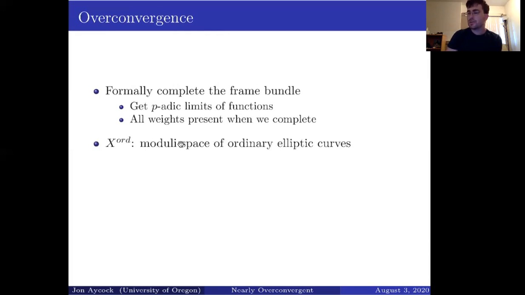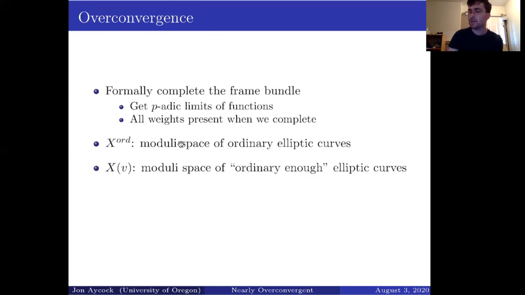And once we have formally completed, or maybe taken the rigid analytic fiber, which is a little bit easier to think about, we can make two subspaces of the moduli space of elliptic curves. The first one is the ordinary locus. It's called X-ord, and it's the moduli space of ordinary elliptic curves. This depends on the p that we've chosen, but for our chosen p that we've p-adically completed this, we get this ordinary locus.